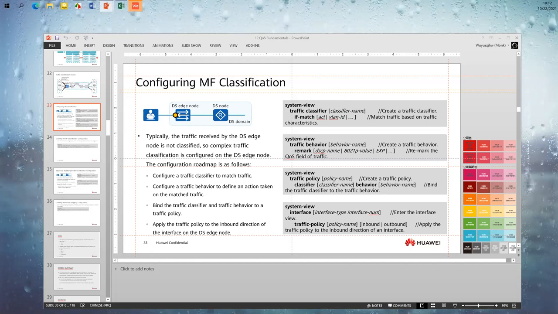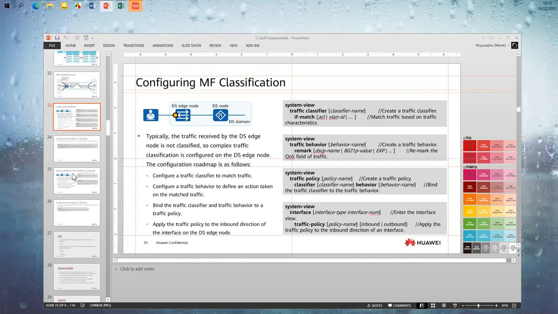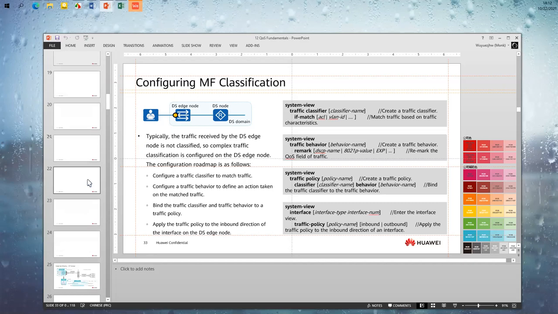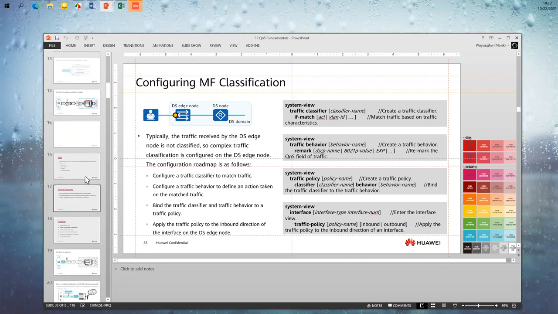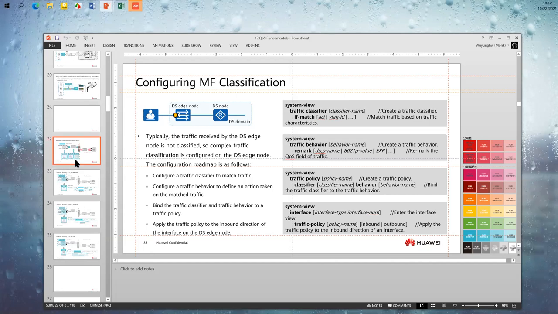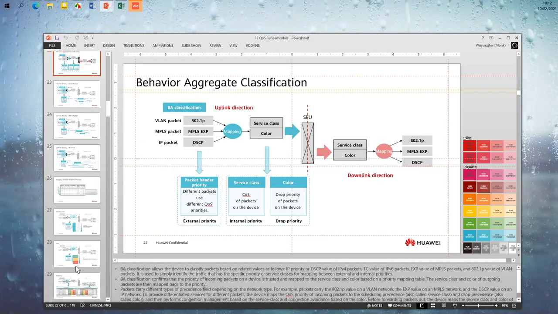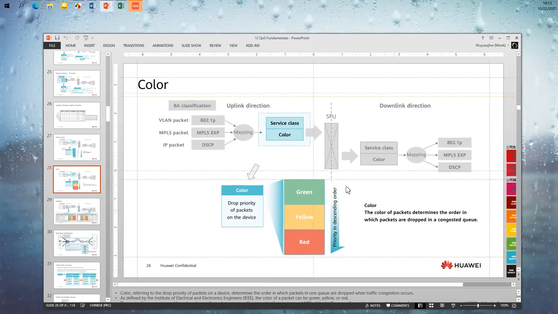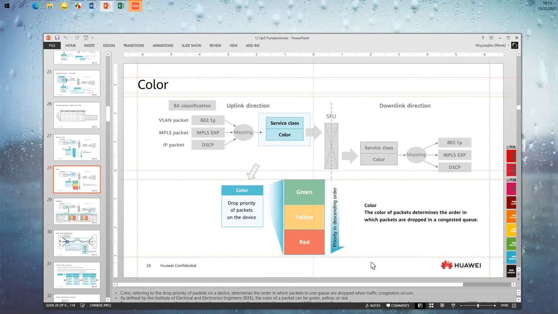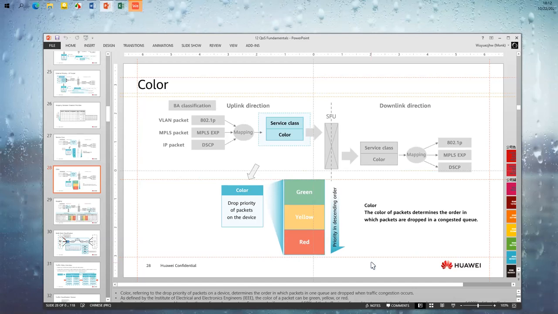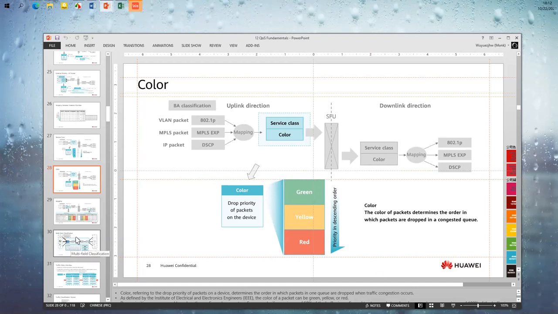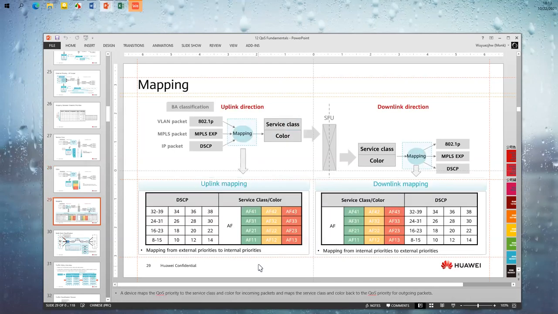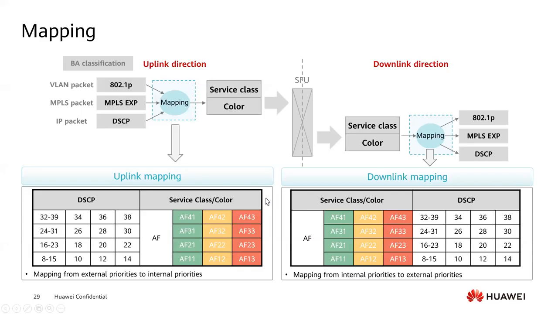Three colors: red, green, yellow. Okay. Yes, this part is a little bit confusing, the drop by color. Let me go back to that one. Okay, the color means this. The color actually, how do I say this? When you do the configuration for the mapping, okay, this one. The color means this.